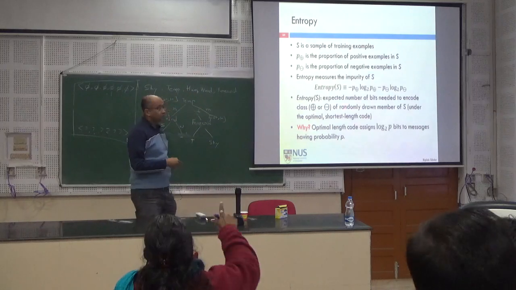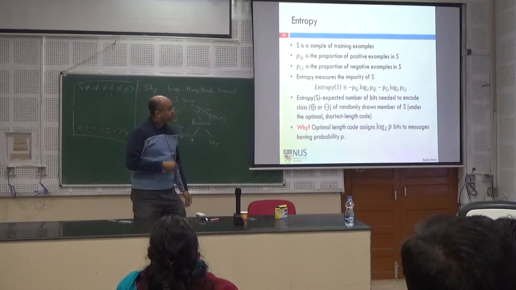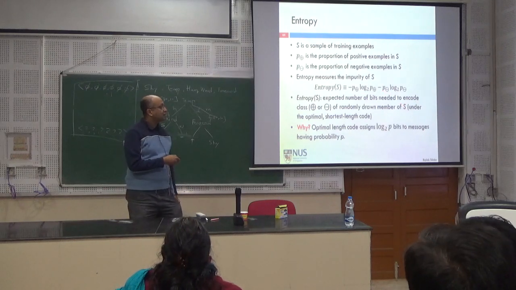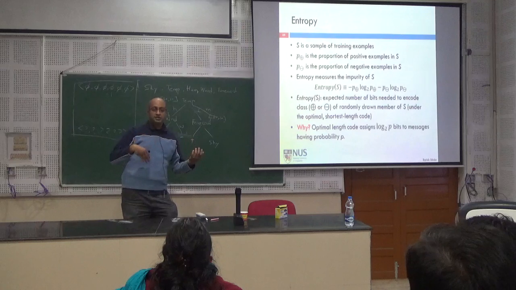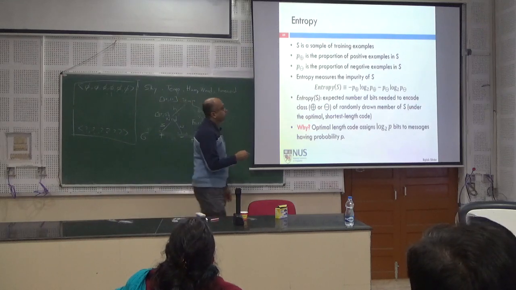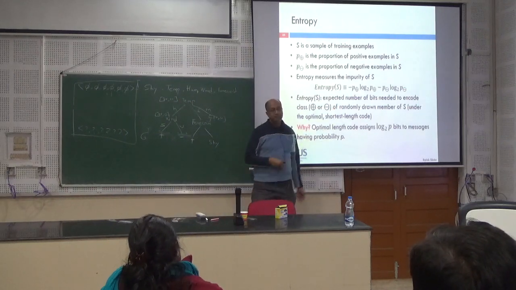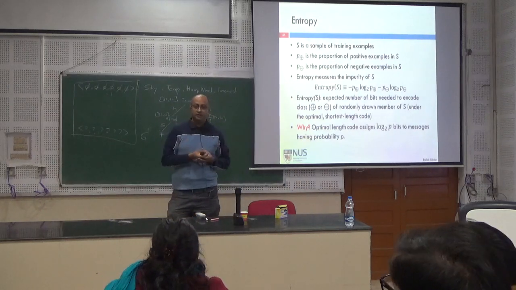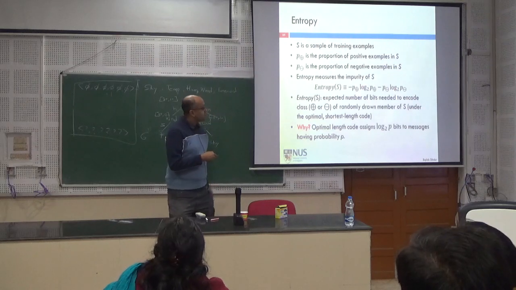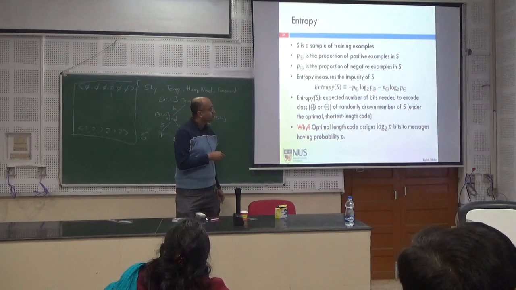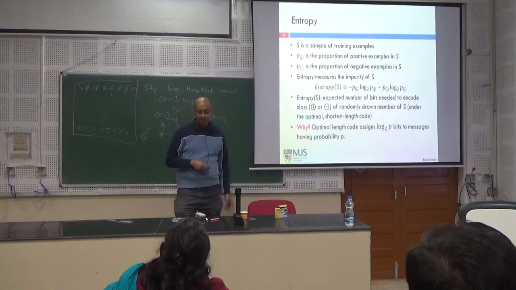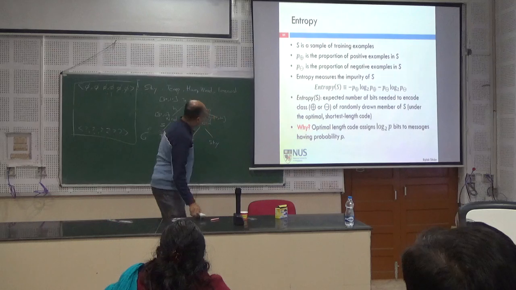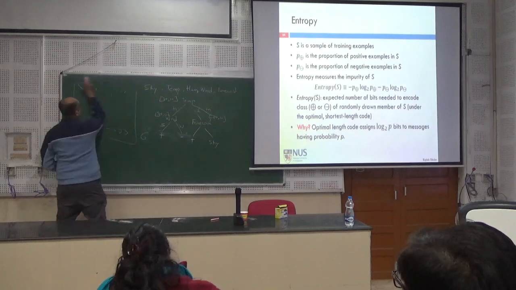So how is that formula derived? The way this formula has been derived is we think of this as coming from information theory. P positive and P negative are the fraction of positive and negative samples. So this log to the base 2 thing comes from coding theory. It says that, okay, let's say you're going to send messages.